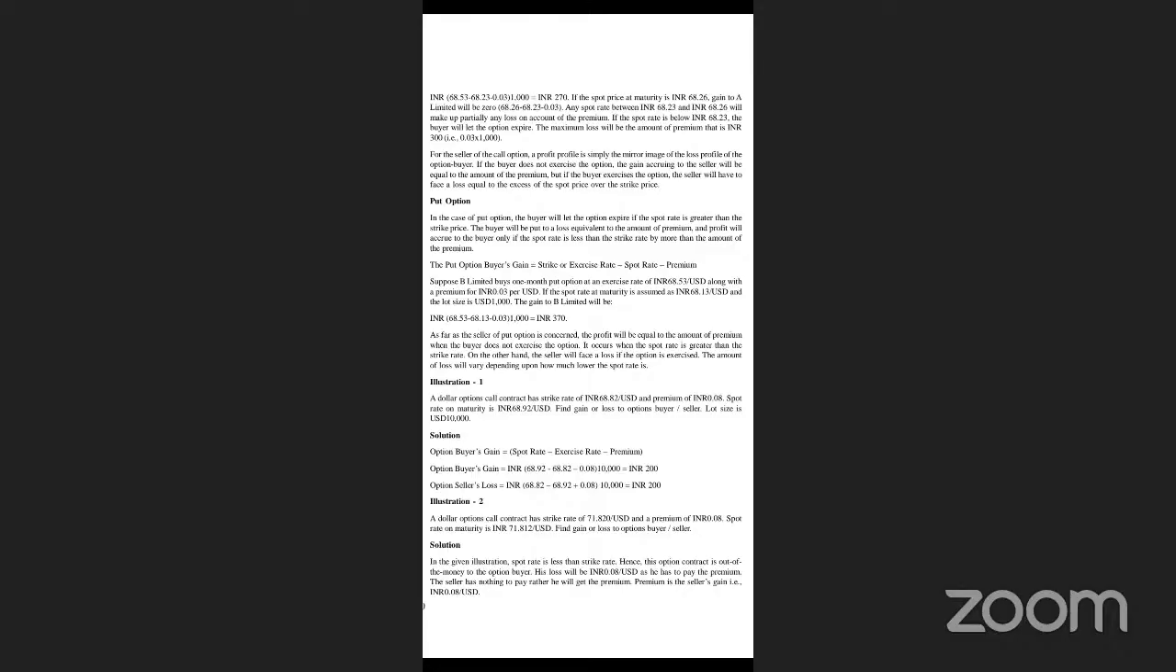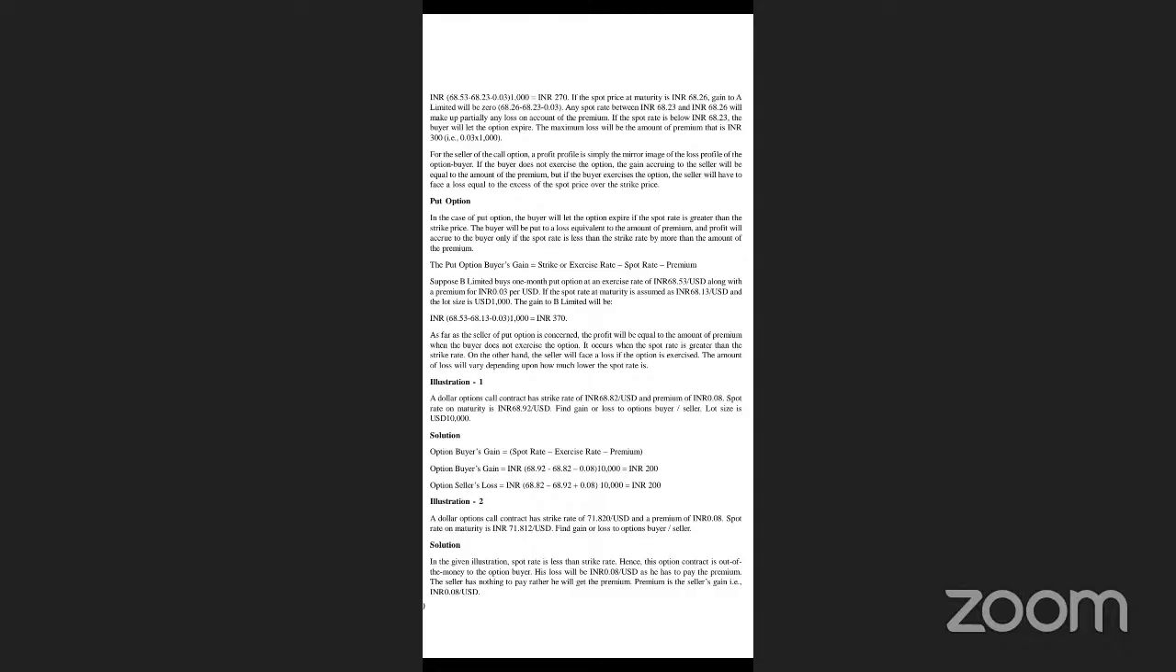All right. So now we have put option. What is a put option? The buyer will let the option expire if the spot rate is greater than the strike price. The same thing is put in the form of a formula, and this formula can be used to identify the gain or the loss for the call option and put option. The formula here is: put option buyer's gain is equal to strike or exercise rate minus spot rate minus premium.